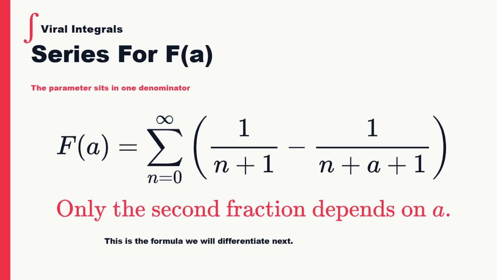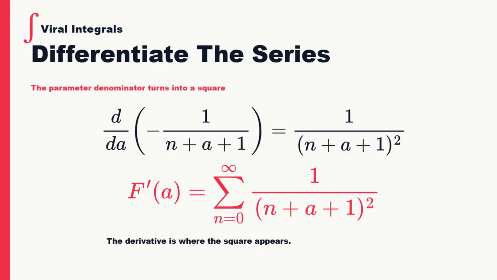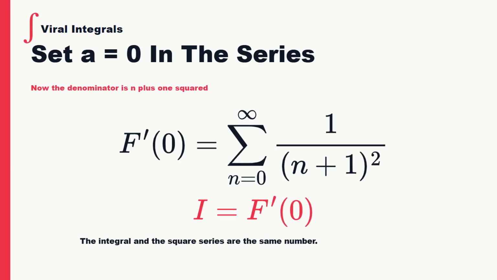Now put those power integral values back into the sum for f of a. Notice that the parameter only appears in the second denominator, which makes the next derivative very clean. Differentiate the series for f of a. The first fraction is constant with respect to a, and the derivative of negative 1 over n plus a plus 1 becomes positive 1 over that denominator squared. Now set a equal to 0 in the series derivative. The denominator becomes n plus 1 squared, and earlier we already showed that f prime of 0 is the original integral.